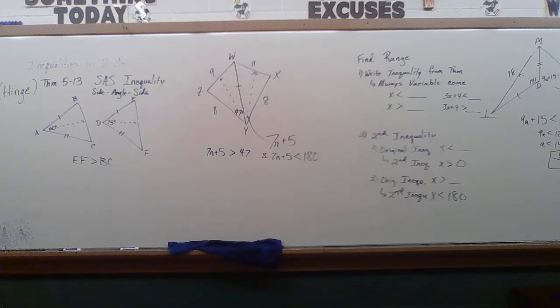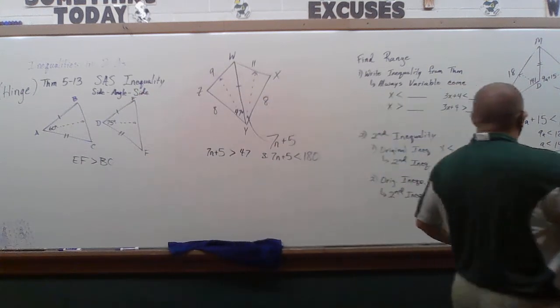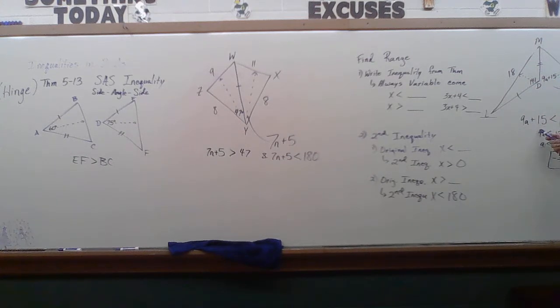So how was that one 0? Because the original one was less than. So then the other one has to be greater than, and it has to be greater than 0. My angles in a triangle always have to be bigger than 0, but less than 180. Right?